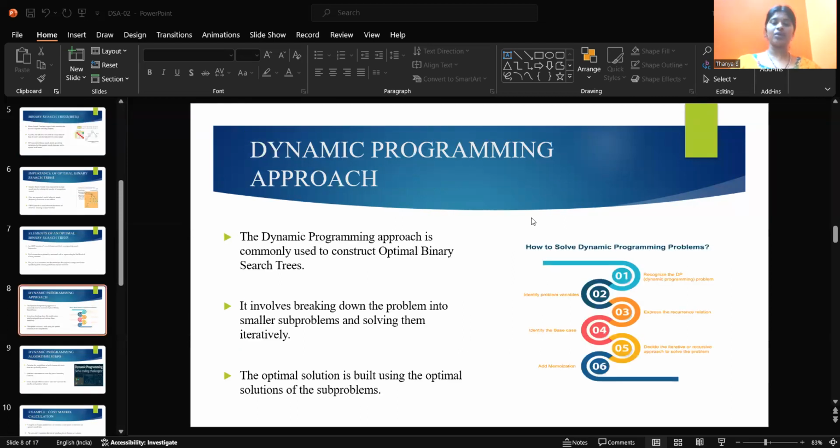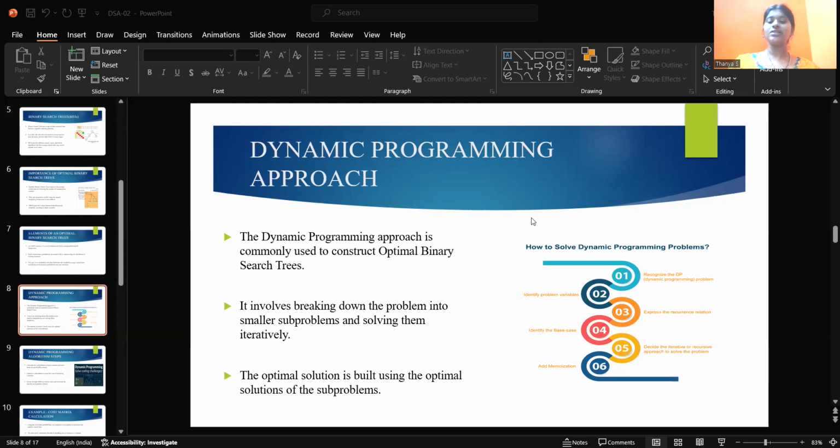Next is the dynamic programming approach. The dynamic programming approach is commonly used to construct optimal binary search trees. It involves breaking down the problem into smaller subproblems and solving them iteratively. The optimal solution is built using the optimal solutions of the subproblems.